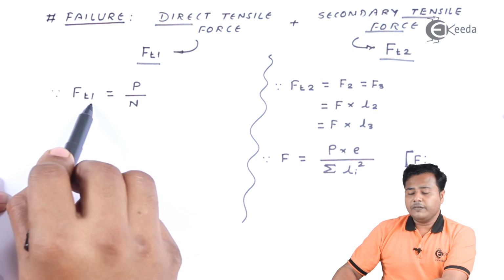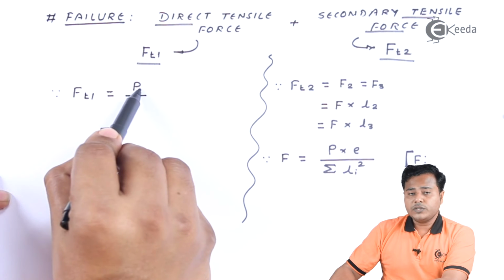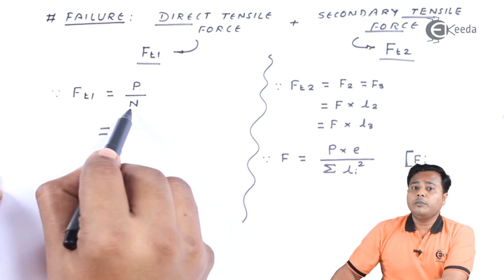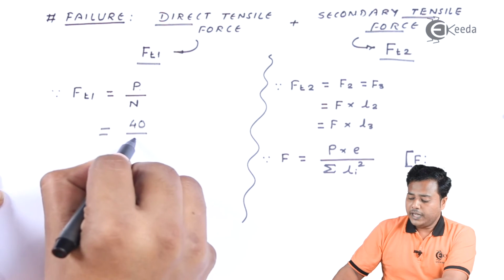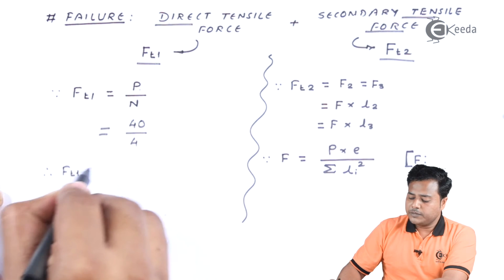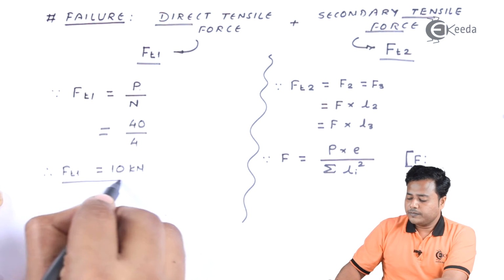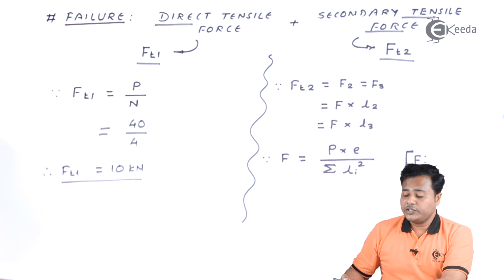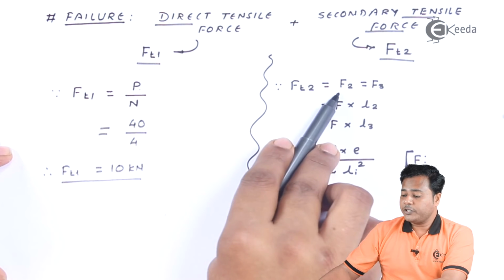We know Ft1, the direct force, is very simple to understand, which is the force divided by the total number of bolts. The force is 40 kilonewton, of course, and the total number of bolts is 4, and that's why Ft1 comes out to be 10 kilonewton, which is a very simple calculation. Whereas when we need to find out Ft2, the expression is this.